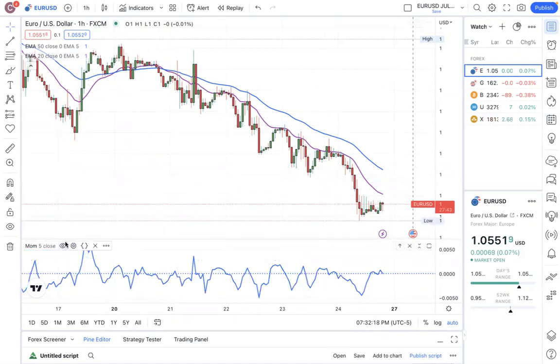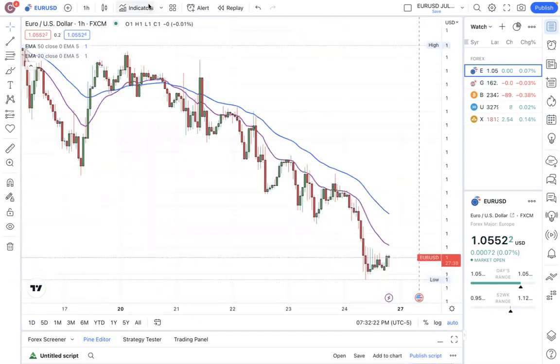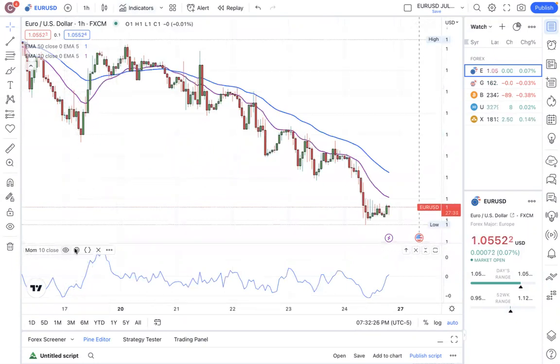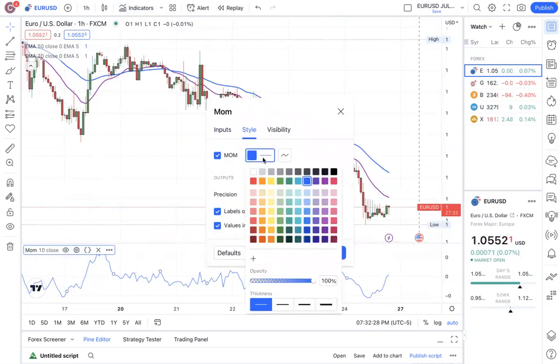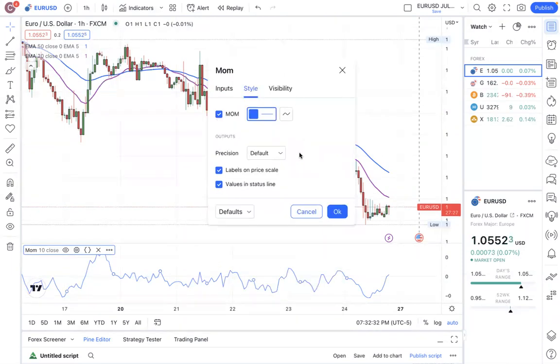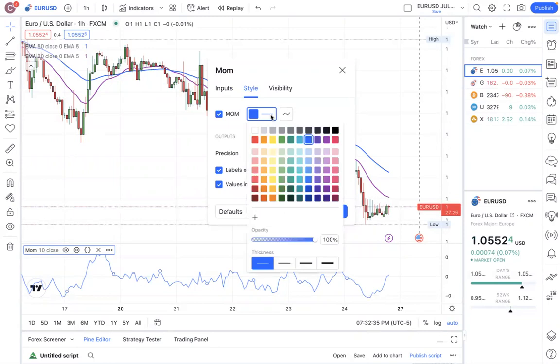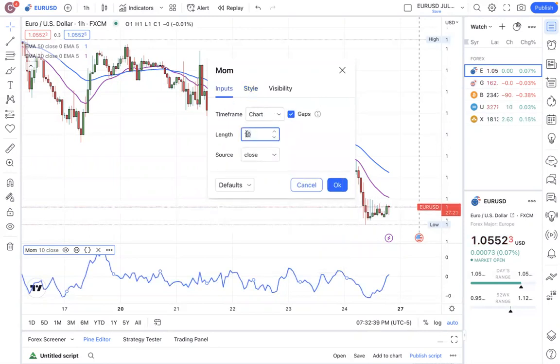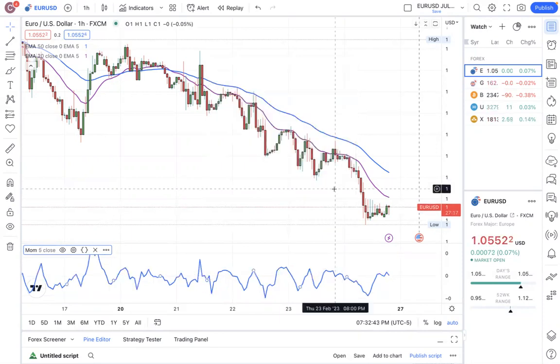I don't know why the settings are not popping up, but for the settings, the only thing that you really want to do is, hold on, let me take it off and add it back. I need to change the settings. So for the settings, you can keep the line as blue or change it to whatever color you fancy. And change the thickness if you want the line a little bit thicker. And you can keep the length at 10 or you could change it to 5, right? That's just going to give you, the smaller the number, the tighter the data is analyzing.